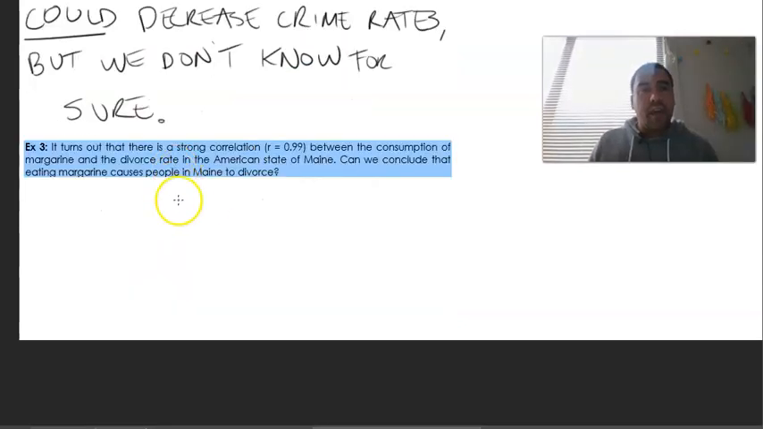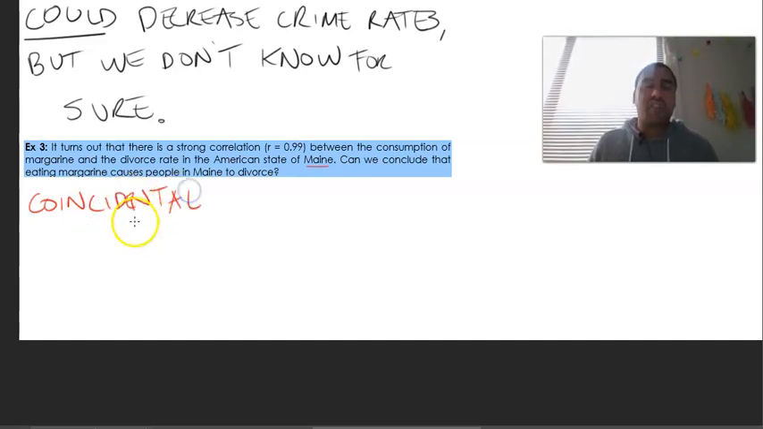Right, and the last one. It turns out that there is a strong correlation. We have an R value of 0.99 between the consumption of margarine and the divorce rate in the American state of Maine. Can we conclude that eating margarine causes people in Maine to divorce? There must be something in that margarine, but this right here is purely coincidental.